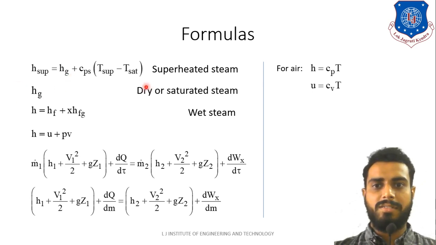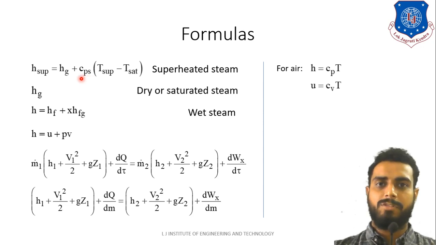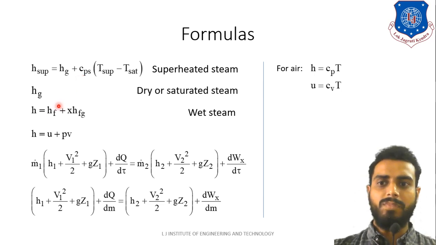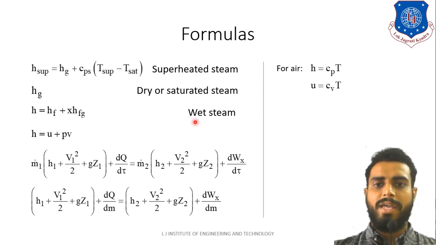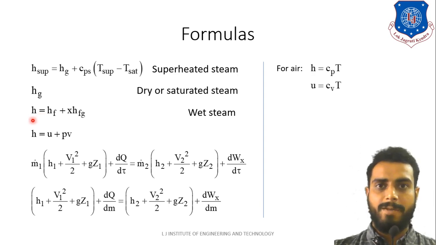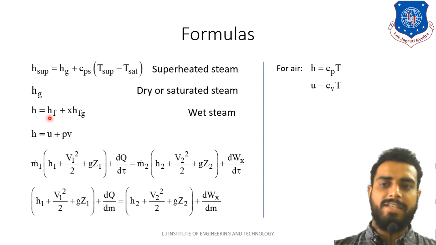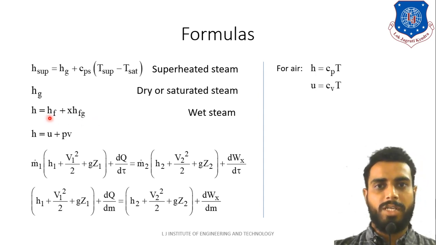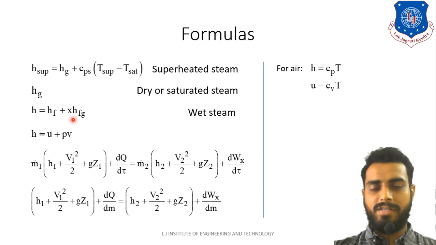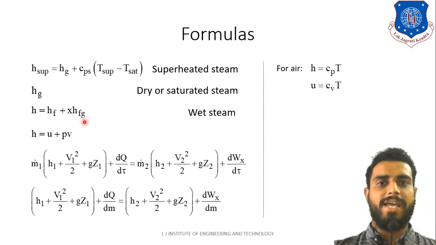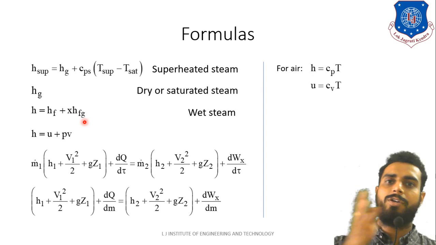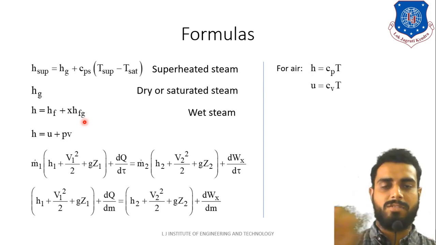As you can see, that is also the second equation, and in this equation Cps is nothing but the specific heat at constant pressure for steam. Now let's move further. The enthalpy of wet steam can be defined as H is equal to Hf plus X Hfg, where Hf is the enthalpy of the liquid state, X is the dryness fraction, and Hfg is the enthalpy required to convert liquid to gaseous phase, right?